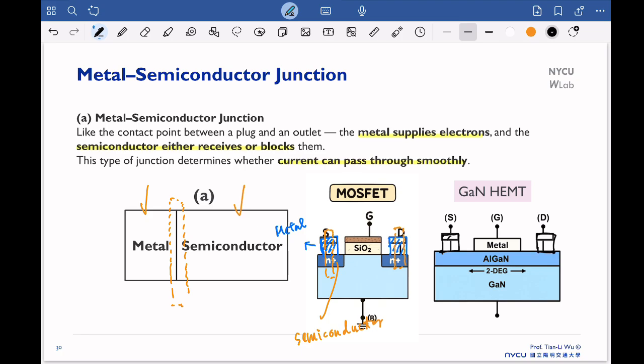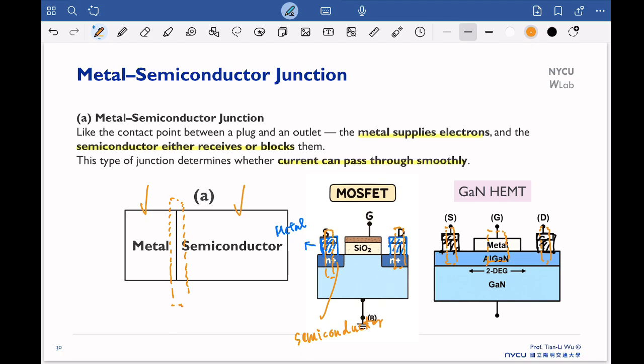This is all the metal. So now we have the metal semiconductor junction here, here, and also here. This is a structure of what we call the gallium nitride HEMT, which is very important for energy and high frequency applications. So that's already widely used in some of the communication.